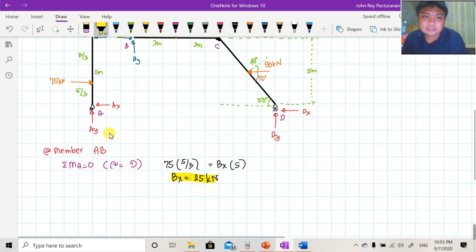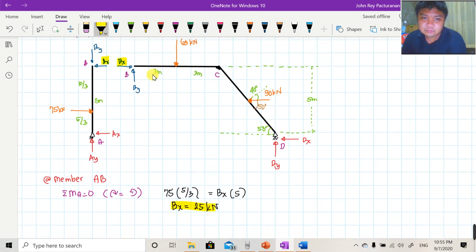Ang next na gagawin ko dito class, actually, dito ka muna, balik ka na sa BCD or mag-move ka na sa BCD. Kasi kapag nag-take ka ng moment sa D class, ang mangyayari, mahahanap mo yung BY. And pag nahanap mo na yung BY class, ang magiging next step na lang natin dito is to take summation forces horizontal and summation forces vertical equals 0 to solve for dx and dy respectively. Okay, so ganun lang yung magiging solutions natin dito class.